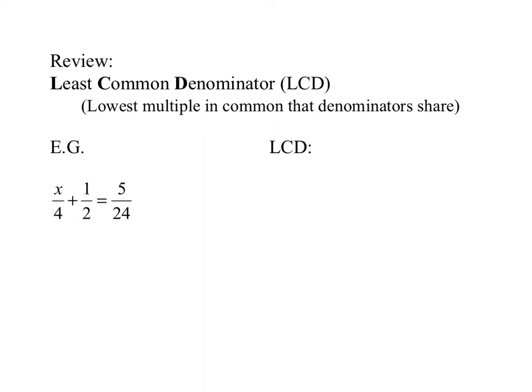24 actually will also cancel 4 because 4 goes into it 6 times. It will also cancel 2 because that goes into it 12 times. So in this example, 24 is the least common multiple or the least common denominator. So what we're going to have to do is multiply the entire equation by 24 over 1.